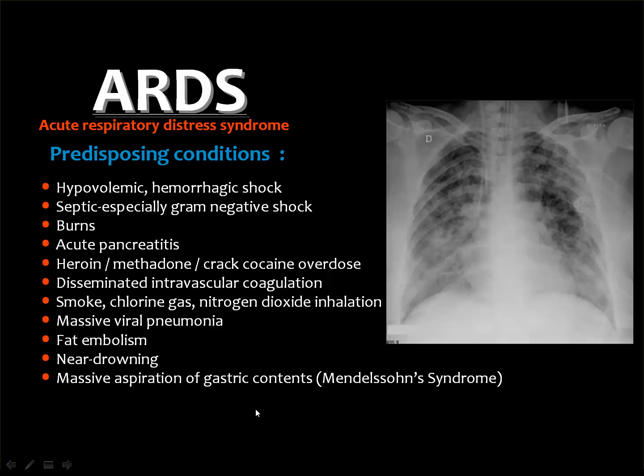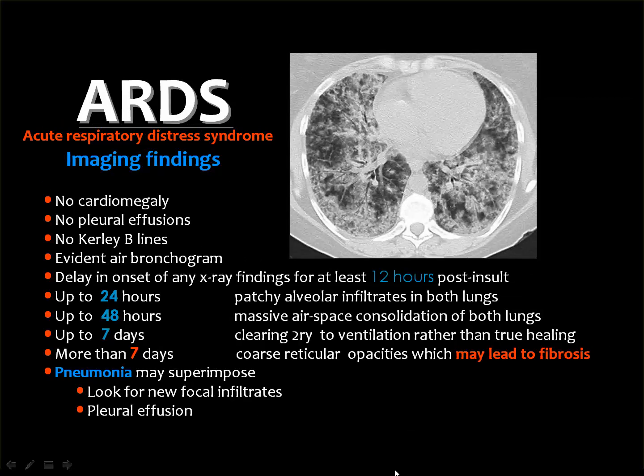Then I have mentioned some of these etiologies of permeability pulmonary edema, which are almost the same causes for the acute respiratory distress syndrome, and some include neurogenic causes, sepsis, burns, acute pancreatitis, drug intoxication, disseminated vascular coagulation, and inhalation of toxins, massive viral pneumonia, fat embolism, near drowning, and massive aspiration of gastric contents.